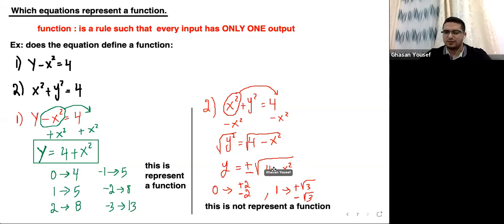And the radical of 4 is 2, positive 2 and negative 2. 2 outputs. For the 1, if I plug the 1 inside this radical, I get 4 minus 1 is 3. And they get 2 values, positive square root of 3 and negative square root of 3. So they give me 2 outputs. Because they give me 2 outputs, this is not representing a function. But here they give me only 1 output. So this is representing a function. Any question for this?